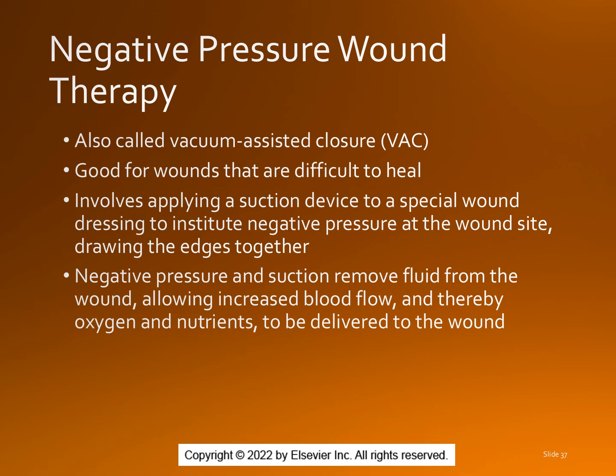This involves applying a suction device to the special wound dressing to institute negative pressure at the wound site, which will draw those edges together. NPWT will keep the wound moist. Dressing changes for this system will depend on the type of wound being treated. If the wound is infected, the dressing needs to be changed every 12 to 24 hours. Contraindications to the use of NPWT include bleeding, exposed organs, exposed blood vessels or nerves, and malignant or cancerous tissue.